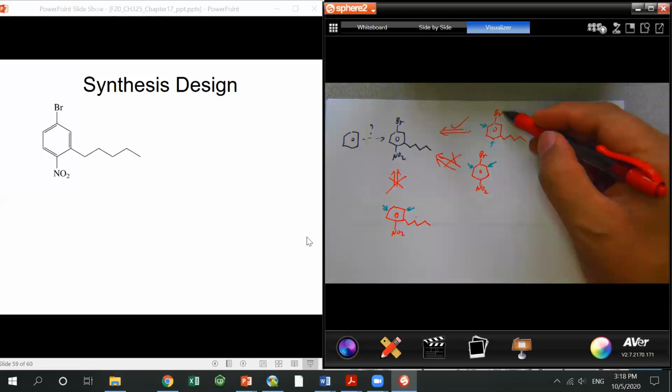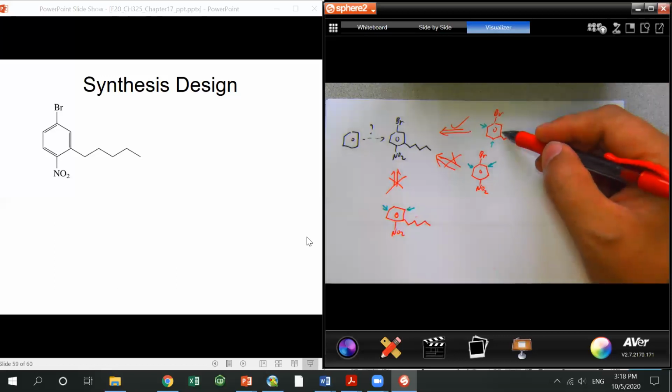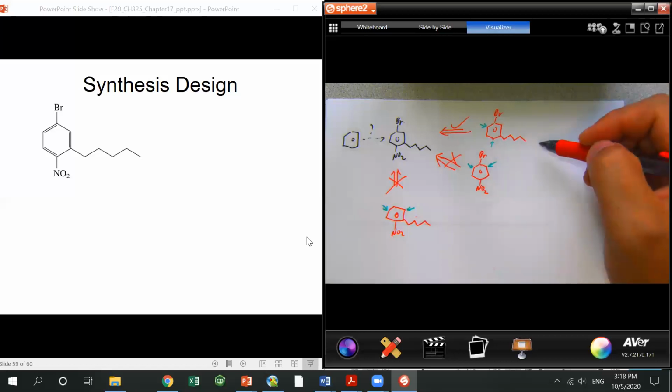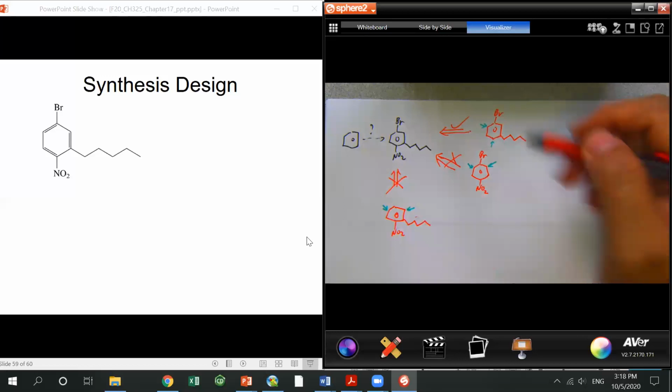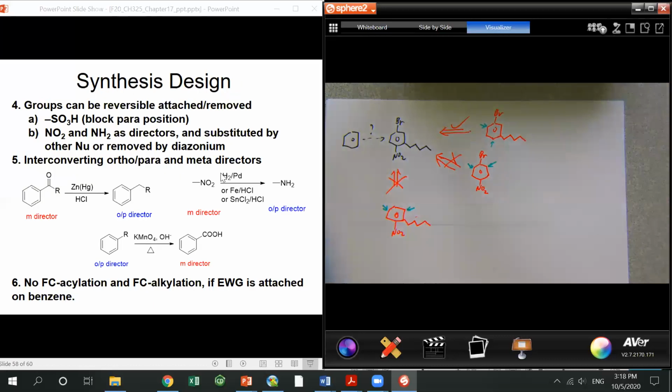If we put bromine on first, bromine is an ortho/para director. If we put the alkyl chain on first, that is also an ortho/para director. So there is no way you can put these two into the meta positions. So you have to use the strategy we just learned: change an ortho/para director to a meta director, and change the meta director back to an ortho/para director. Here, we can do acylation first, then put the bromine on, and then reduce it to get the final product.